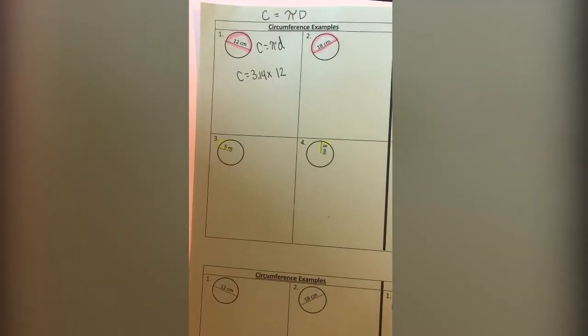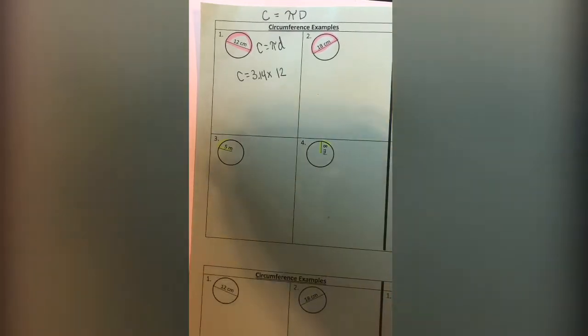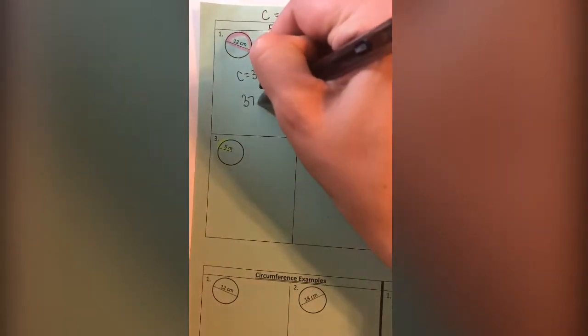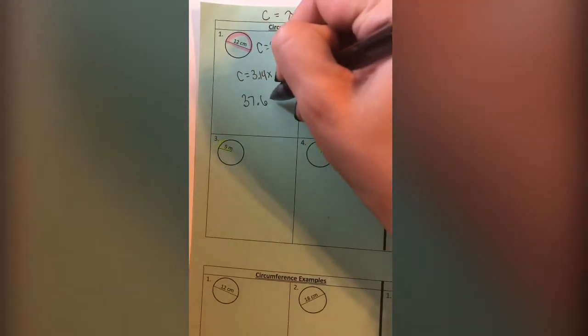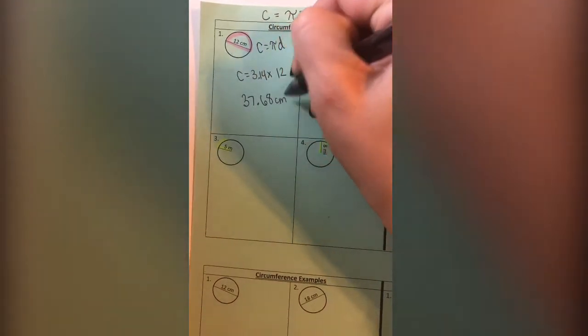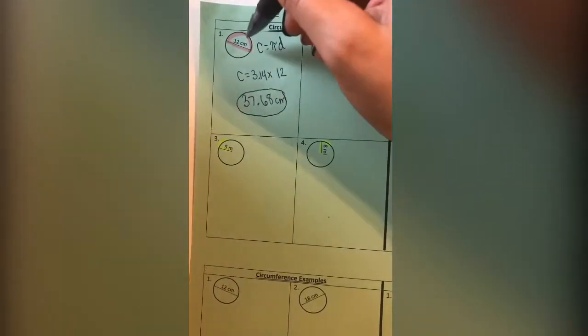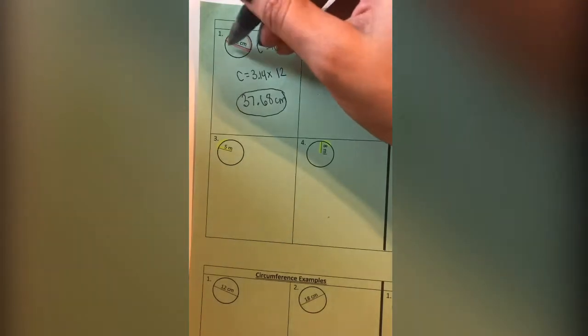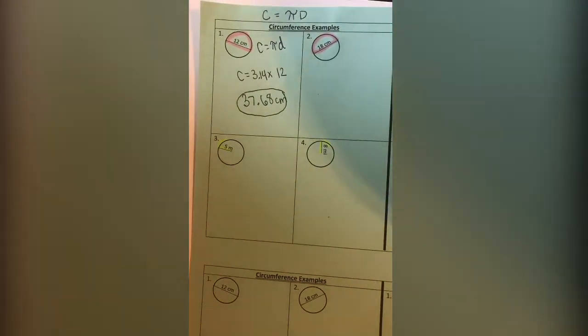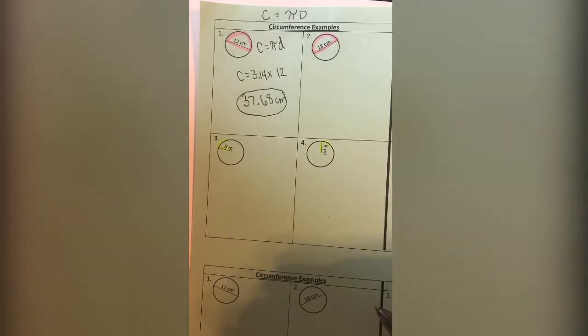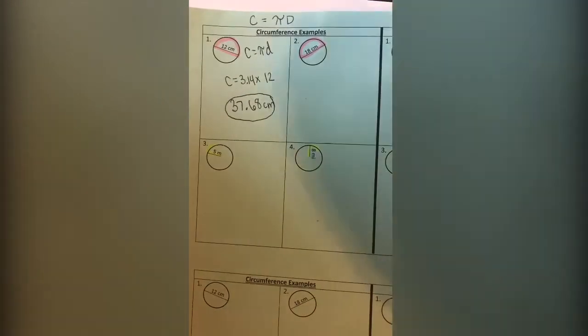When you type 3.14 times 12 into the calculator, you're going to get 37.68. And then remember, we're dealing in centimeters. So the circumference, remember circumference is the distance all the way around. The circumference of a circle with a diameter that measures 12 centimeters is 37.68 centimeters. Okay, let's do it again.